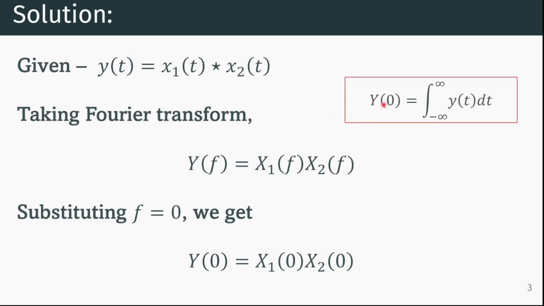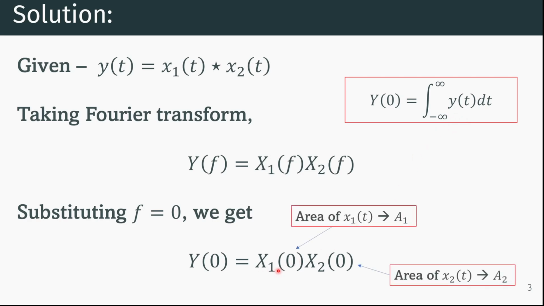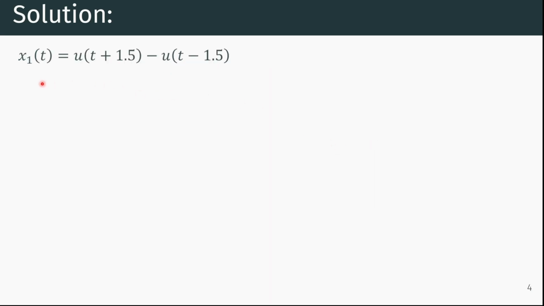We already know that Y of 0 is the area of the signal y of t, but we will use the same result here too. What will be X1 of 0? That would be the area of x1 of t; let us call it A1. And X2 of 0 would be the area of x2 of t; let us call that A2. So we got that Y of 0 is the area of x1 of t, which we called A1, multiplied with the area of x2 of t, which we called A2.